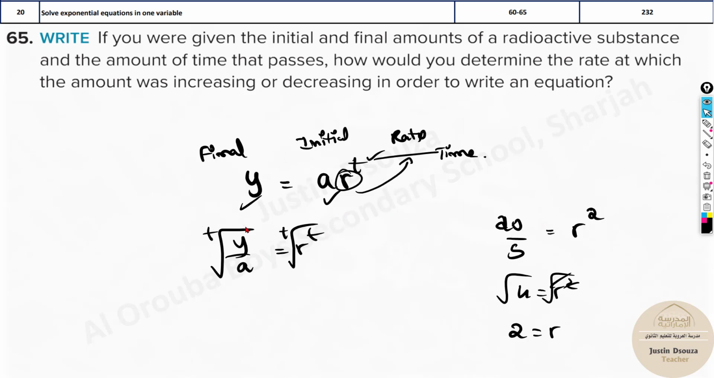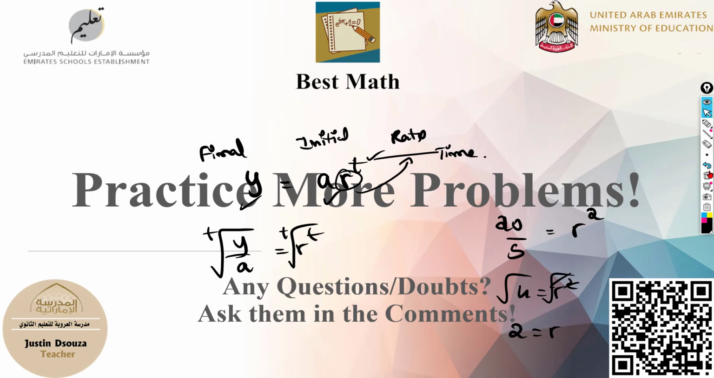If you know this formula, this is the formula which is given for the rate. You might have come across this. That's the final amount equals the initial amount multiplied by the exponent. What is that exponent? Rate to the power time. That's it. That's the end.